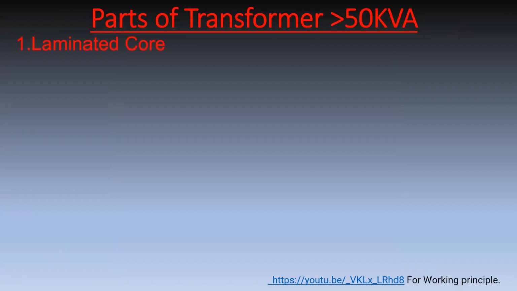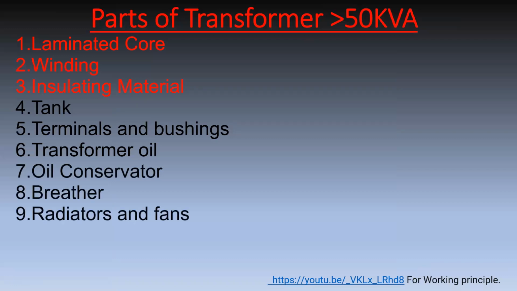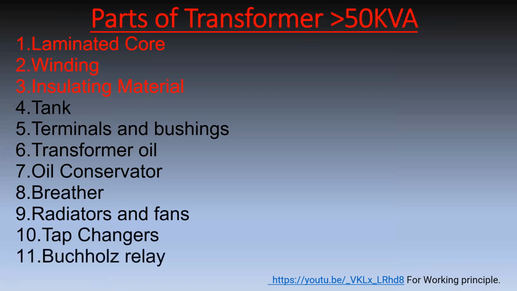So the parts of the transformer: the first part is the laminated core, the second is the winding, the third is the insulating material. These three come under the internal, the primary parts of the transformer. We have already seen this in the last lecture. And the tank, this is about the external parts: tank, terminals and bushing, transformer oil, oil conservator, breather, radiator and fans, tap changers, Buchholz relay, explosion vent. So these are all the parts present externally for a high power transformer.